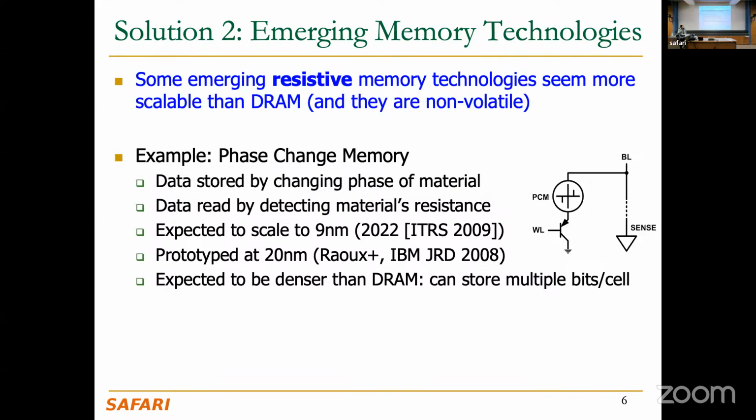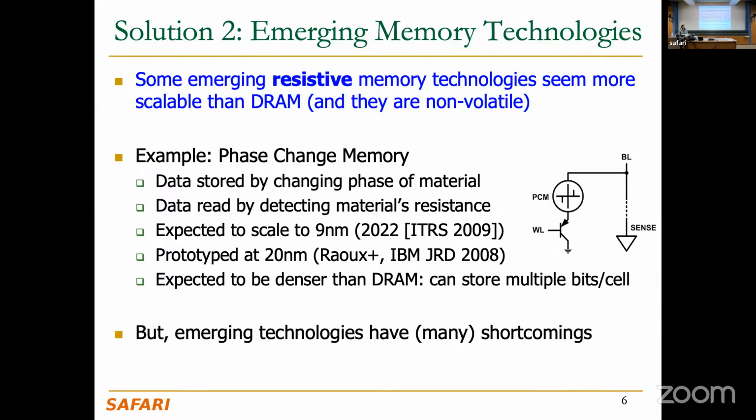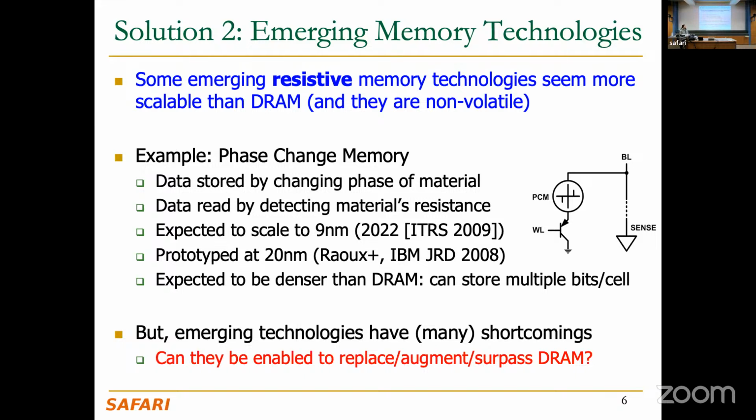This kind of technology is expected to scale to a very small technology size, and there was a prototype at 20 nanometers in 2018 by IBM. It is expected to be denser than DRAM, which means you can store more and more data inside the memory with a smaller size. However, there are many challenges in these emerging non-volatile memory technologies. I will talk about the details in later slides. We need to consider how to overcome these challenges so that they can either replace DRAM, or work together with DRAM in a heterogeneous memory system.